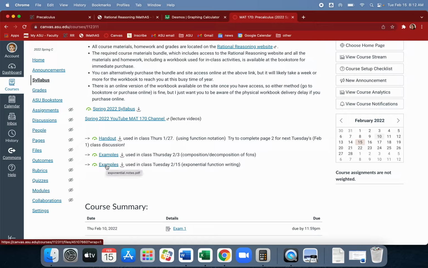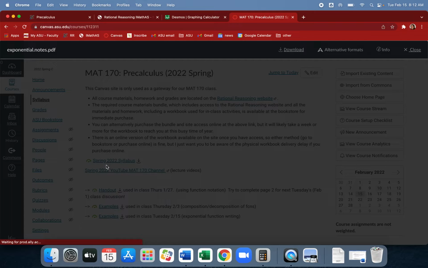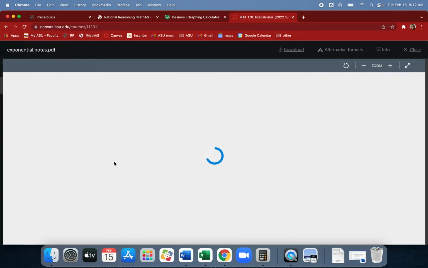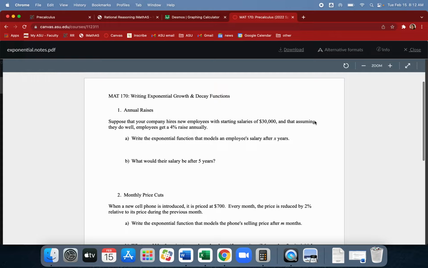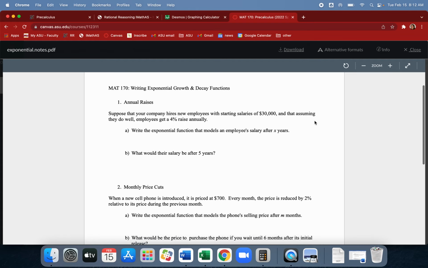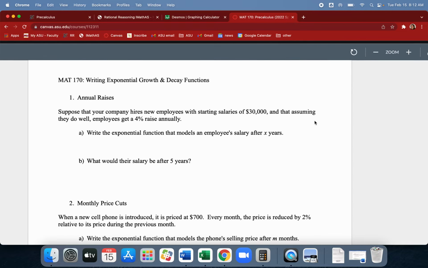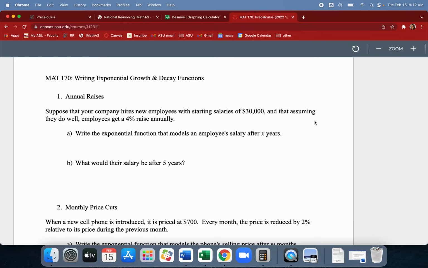All right, so I just posted this right before class. So, examples used in class Tuesday, February 15th. That's today. We're going to use them now. I've got another copy of this that I'm going to be able to type onto. So this has a bunch of examples related to writing exponential functions. We just wrote one.